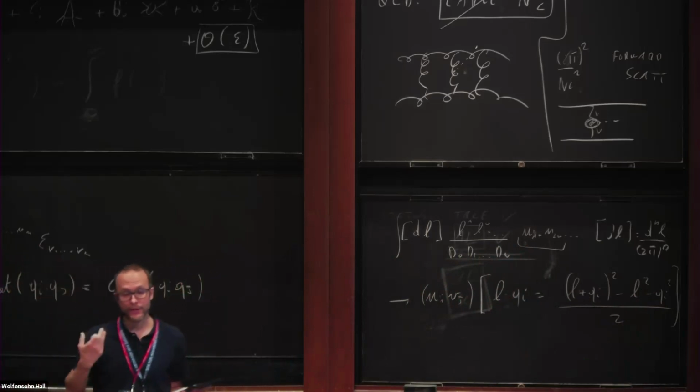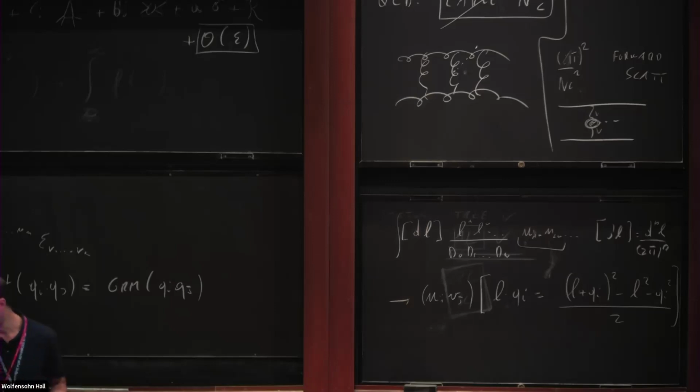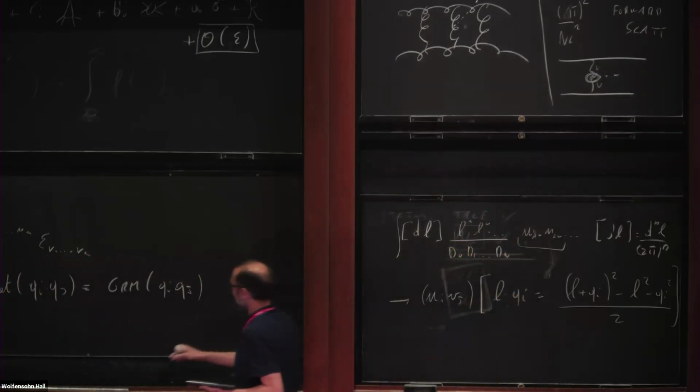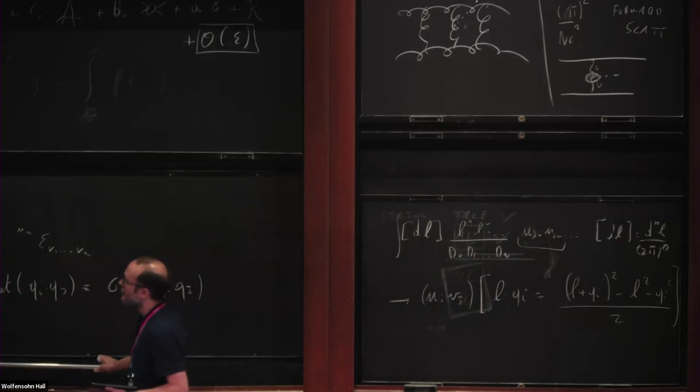So the only thing you need to discuss is what happens if you have scalar integrals with more than 4 propagators. And what happens is that there's a small subtlety because it depends a little bit on whether you have.